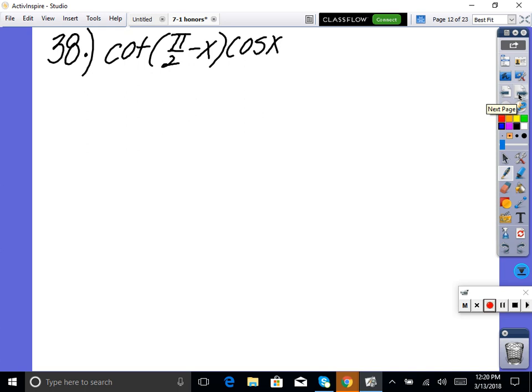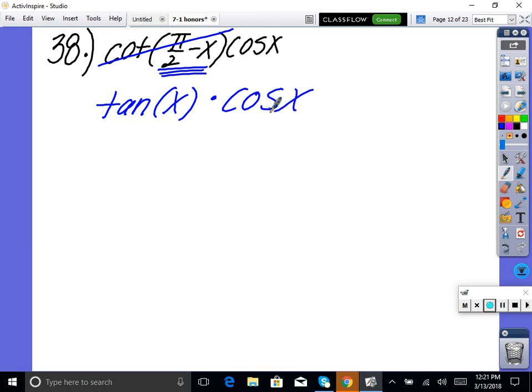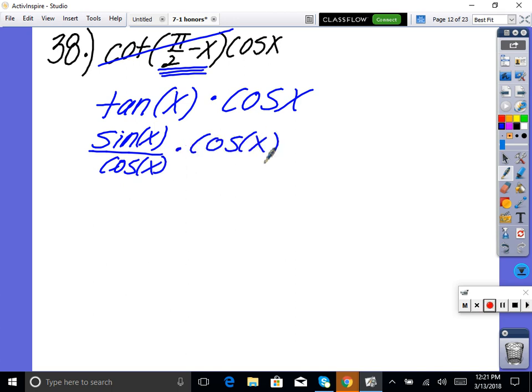I love it. Here we go. Cotangent of pi halves minus x times cosine of x. So first of all, that is really ugly. Let's fix this. What is this equivalent to? I'll tell you. Tangent of x. That was a trig identity we just went over. So we have tangent of x times cosine of x. Where should we go next? Yeah, tangent is sine over cosine. Anytime you see a tangent and a cosine, or a tangent and a sine, you should start writing them as sine and cosine. So tangent is sine of x over cosine of x. Then we have times cosine of x. So then what happens?